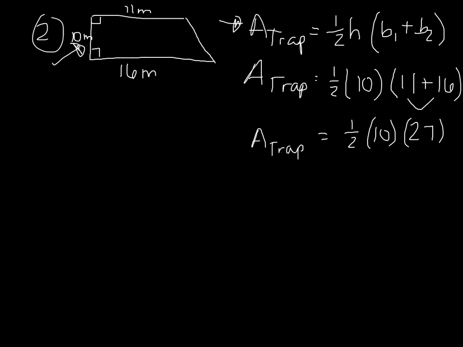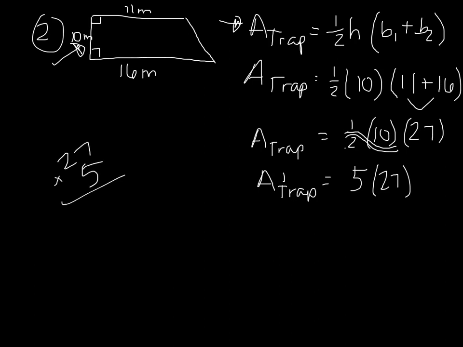So we know what we're doing here. Area of a trap. I'm going to choose to do this. 10 divided by 2, and get a 5 times 27. Just because I didn't really want to do 270 divided by 2, which, well, that might have been easier. Anyway, here we go. 5 times 27 is 135. So the area of our trapezoid equals 135 meters squared.